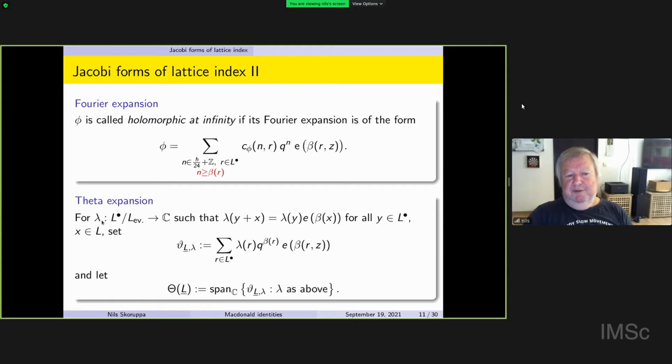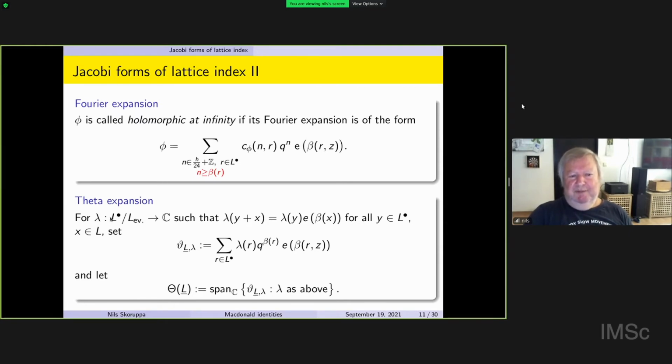And we then consider a map lambda on this finite set to C. And then we can put with this function lambda r what I put here. So a theta function, q to the beta r, where r runs in L sharp, so the dual lattice, e to the beta r z. So that's obviously something which one calls a theta function. And that's it. So if we have an odd lattice, then again, it becomes a bit more complicated.